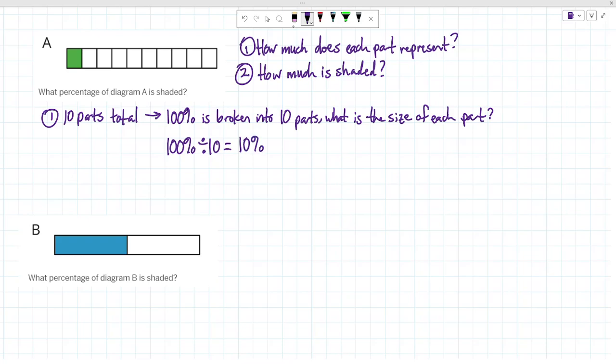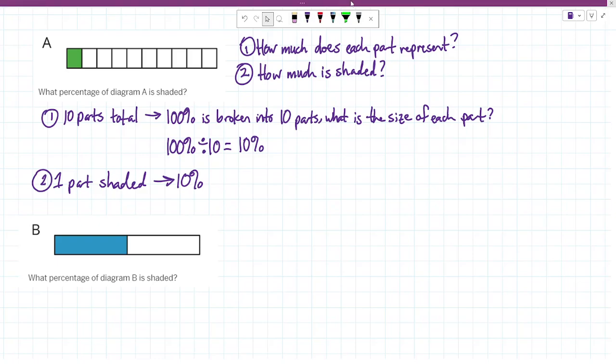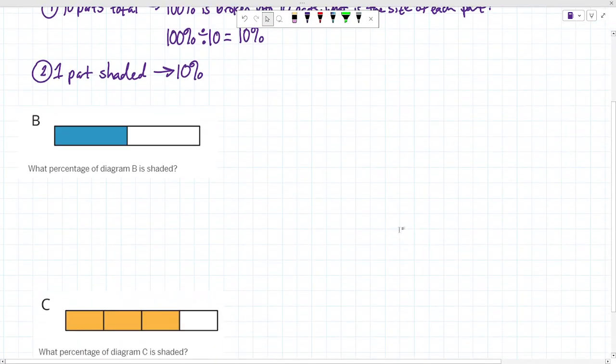So the size of each part is 10%, and if we have one of those parts shaded, then what percentage of that diagram is shaded? 10%. So number 2, one part is shaded, that's just 10%. Whereas if we had 2 parts shaded, that would be 20%, 3 parts shaded, 30%. You get the idea. 4 parts would be 40%. So moving on to part B.